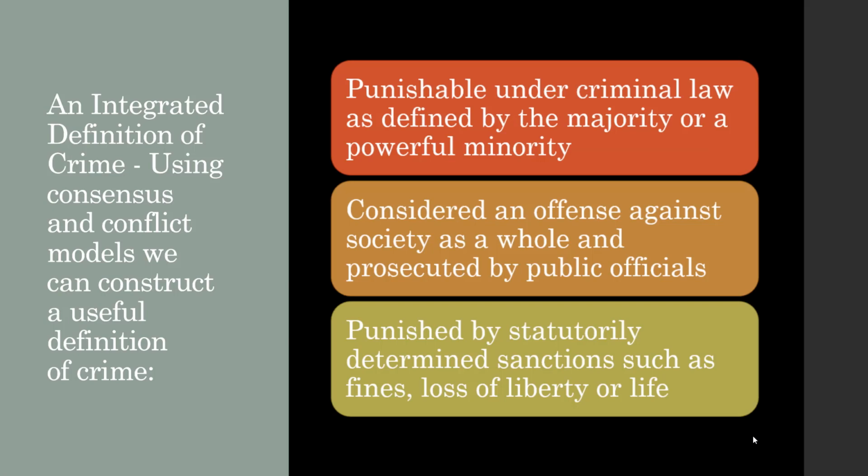Okay, let's try to develop then an integrated definition of what crime is. Using consensus and conflict models, crime is something punishable under the criminal laws defined by either the powerful minority or the majority of the population. It's considered an offense against society as a whole, and it's prosecuted by public officials. And the punishment is determined by statute, and it can include fines, loss of life, or liberty.